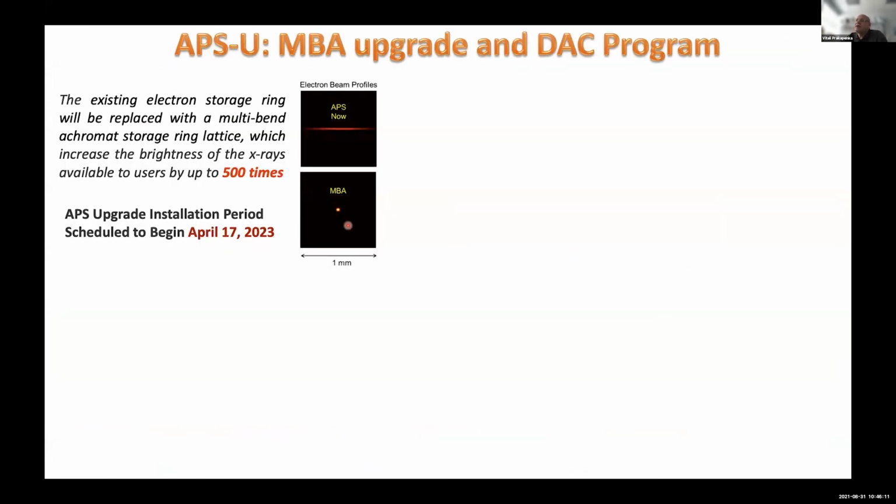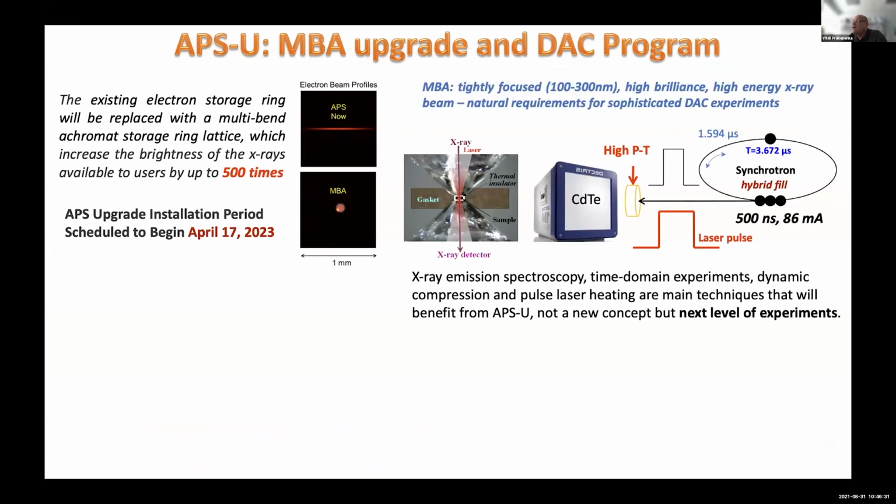Mark Rivers will talk a little bit later in detail about the APS upgrade, but the main thing is that it will happen on April 17 in 2 years, in 2023. Right now we have the electron beam profile, which converts to the spot size, and it will basically decrease. We can have more flux, hopefully 10-100 times more in the focused beam. We can go down to 100-300 nanometers. That is a natural requirement for sophisticated DAC experiments.